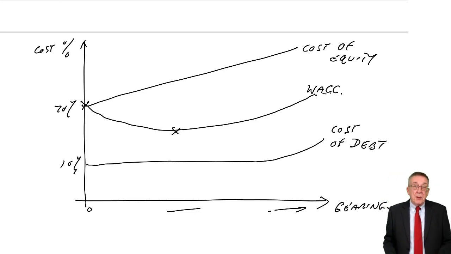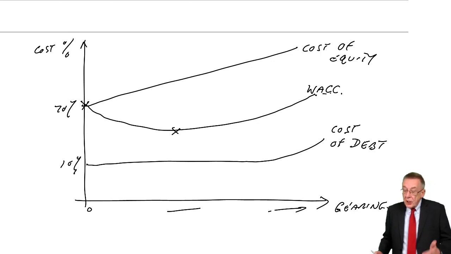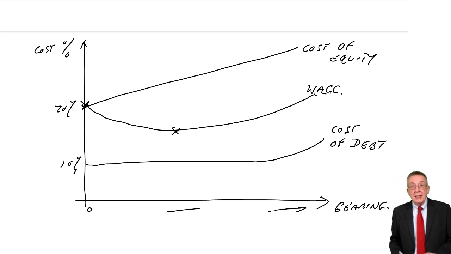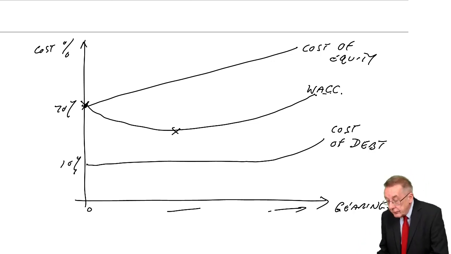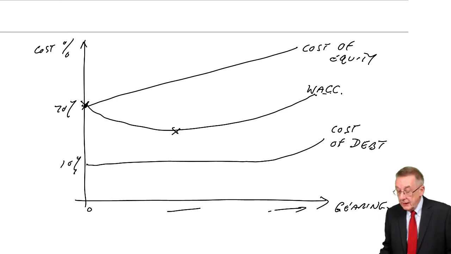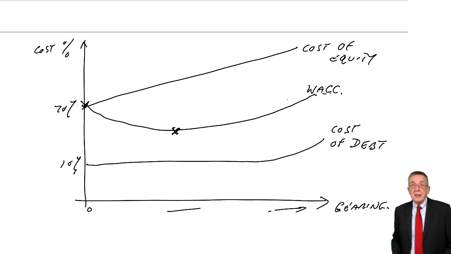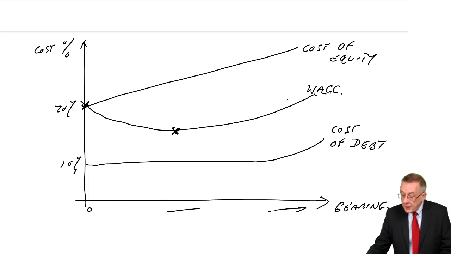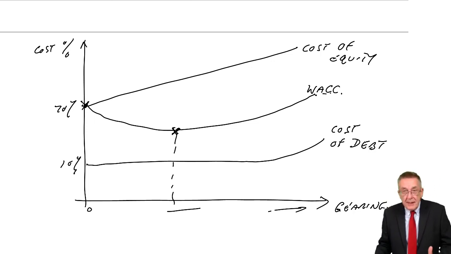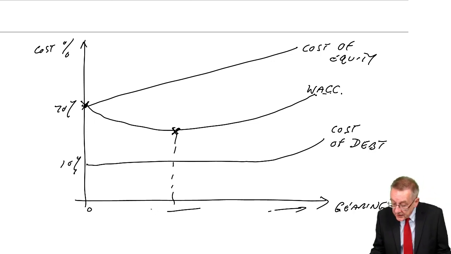And any business wants to borrow in the cheapest possible way. And so maybe they start off all equity. Introduce some debt, introduce some gearing, the weighted average falls. But of course, once we get to the minimum, introduce more debt and the weighted average starts to go up. And so the minimum is what the company wants to achieve. This would be the optimum level of gearing.